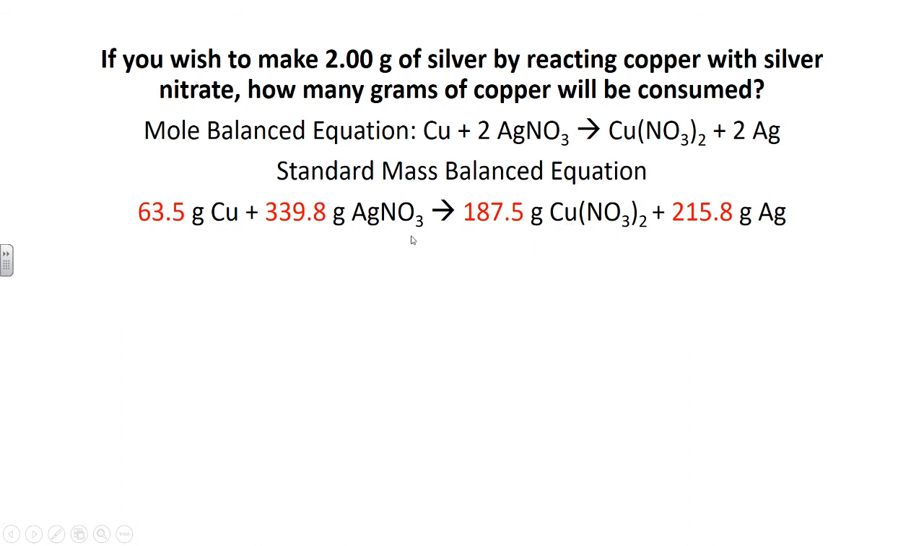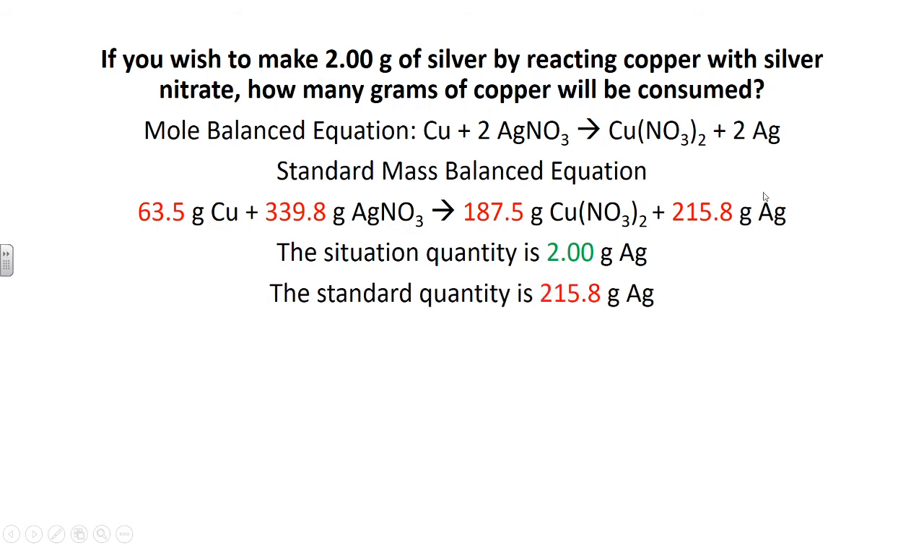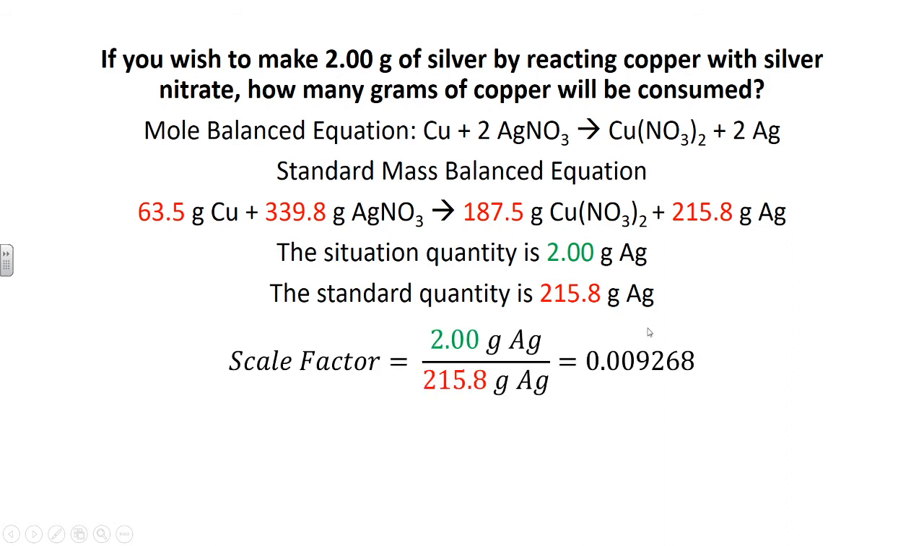Assuming you do get this, it's time to look at our situation quantity, 2 grams of silver. Standard quantity is 215.8 grams of silver. Scale factor comes from situation over standard. Grams of silver cancel, top and bottom. And then when I look at what the question asked me, it says how many grams of copper will be consumed. So I'm just going to apply the scale factor to the copper, and I'm done.